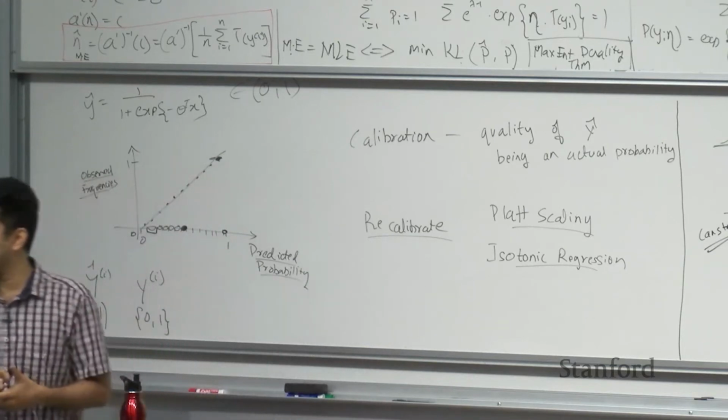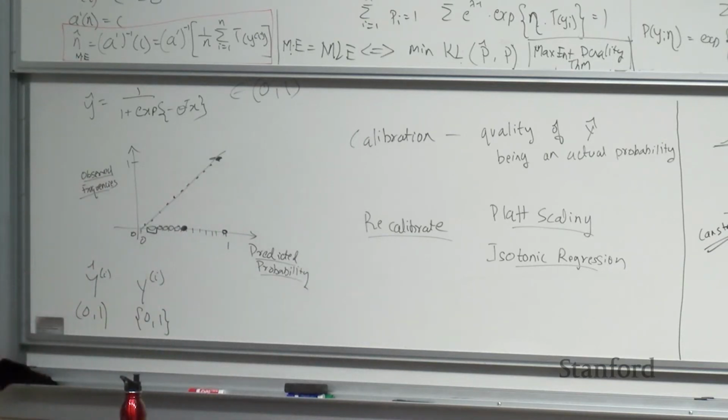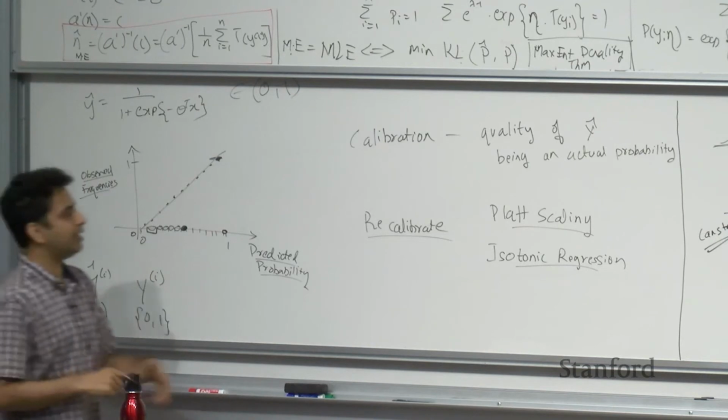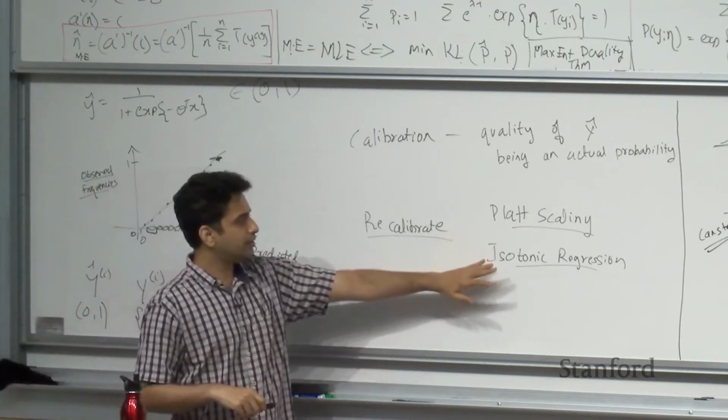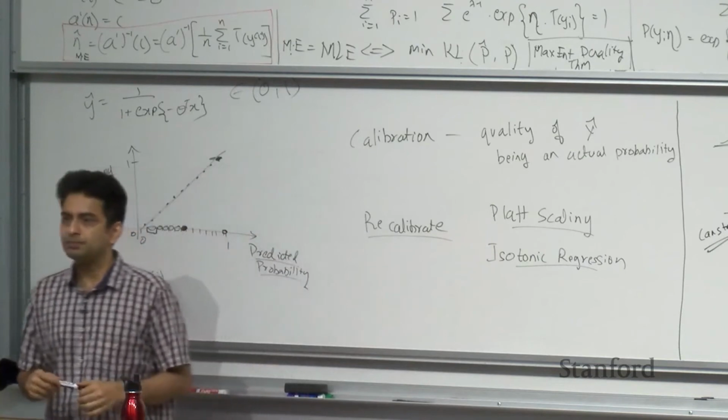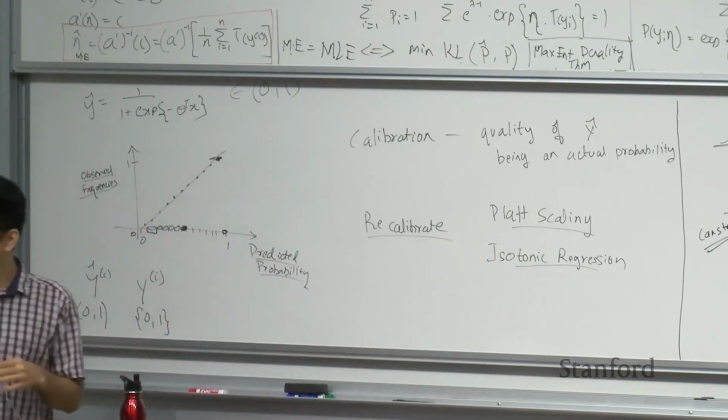Question: Are they necessarily linear? Can they be non-linear? Platt scaling is linear, isotonic regression is not linear. But they still maintain the ordering.